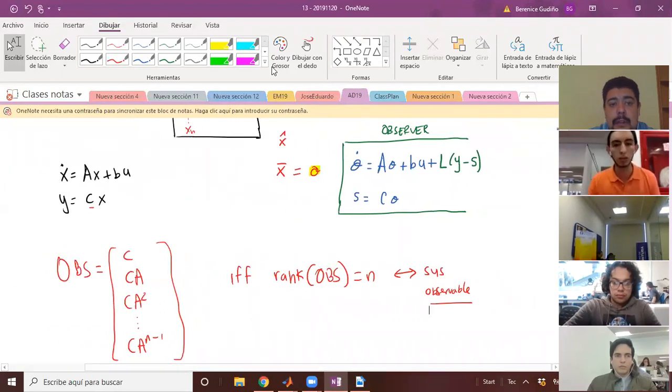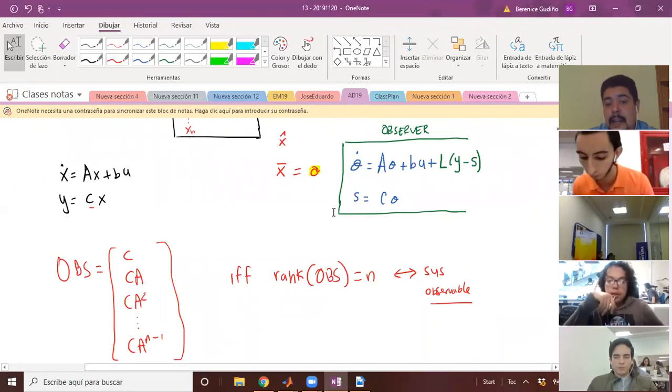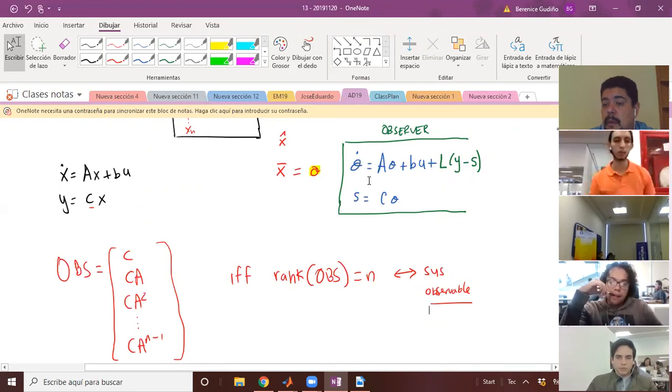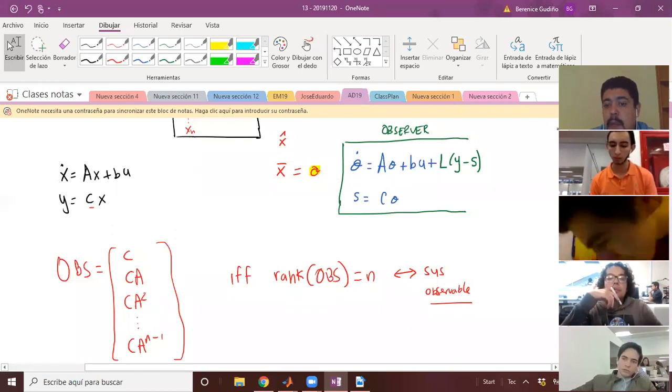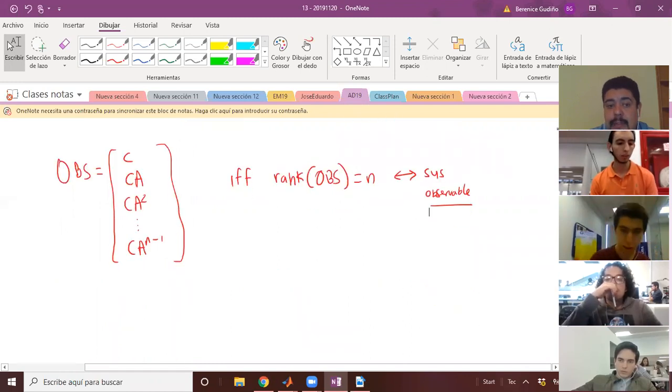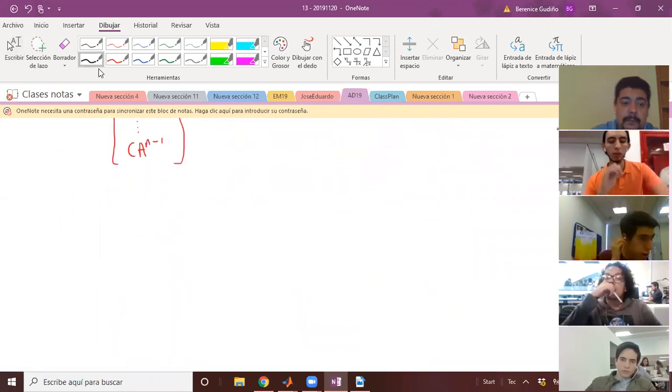But you see, we have two different systems. We have one with a variable called X and another one with a variable called O. Okay. So when will this work? When will this estimation of the variable X be good? When is that good and when is it not? Okay. So what we're going to do is propose an error system, an observation error system, okay?